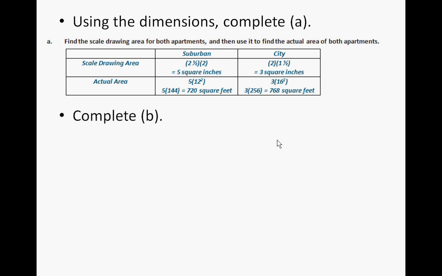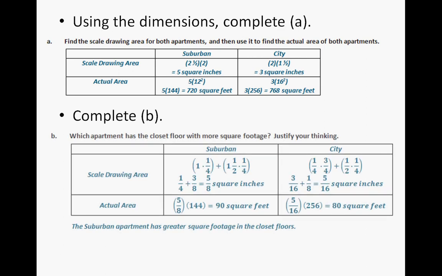All right, go ahead and complete part B and continue the video. All right, for part B, you were asked which apartment has a closet floor with the more square footage. Well, now you've got 2 closets, so that's why you have to add 1 times 1/4 plus 1/2 times 1/4. Add those together, and the total closet area is 5/8 square inches. Same thing with the city, 1/4 times 3/4 and 1/2 times 1/4. Add those two together, and you have 5/16 square inches.